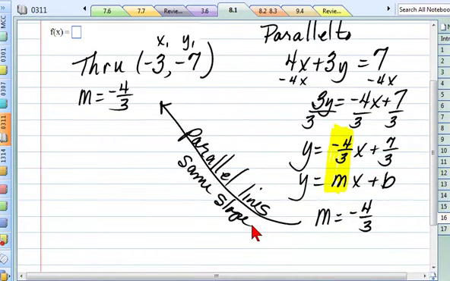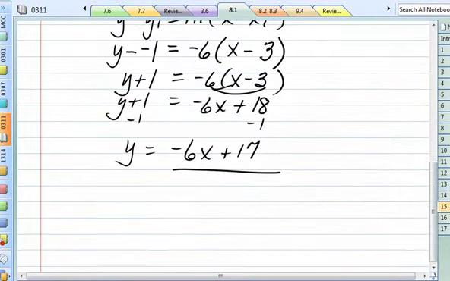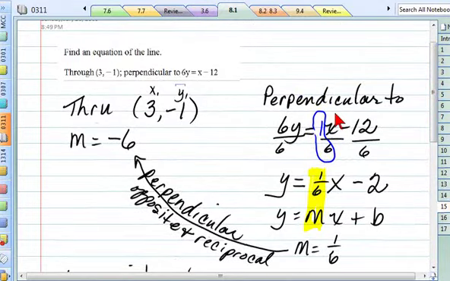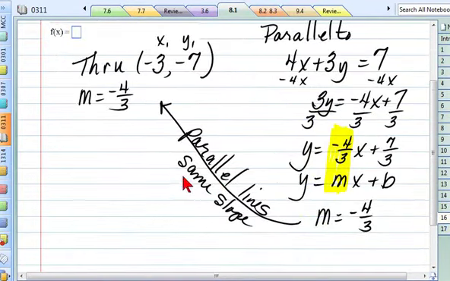So does it always change from a positive to a negative? No, in fact, mine's identical right now. Negative 4/3, negative 4/3. When it changes is when the words are perpendicular to instead. If it says it's perpendicular, not only does it change its sign, but it also flips over. Perpendicular, opposite, reciprocal. But when it is parallel, it's the same. No change whatsoever.